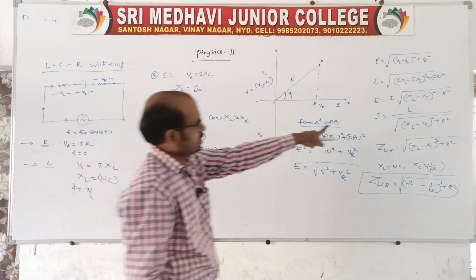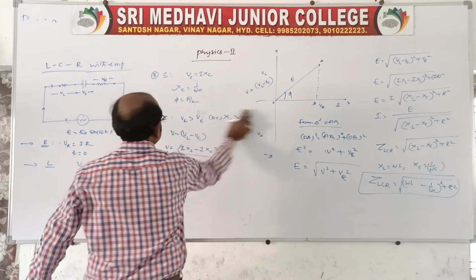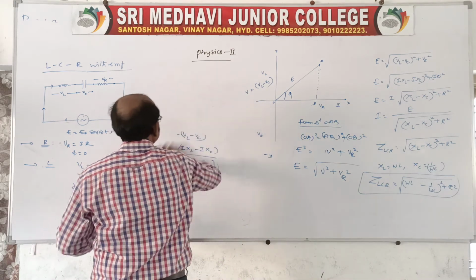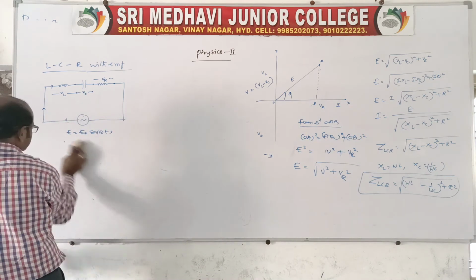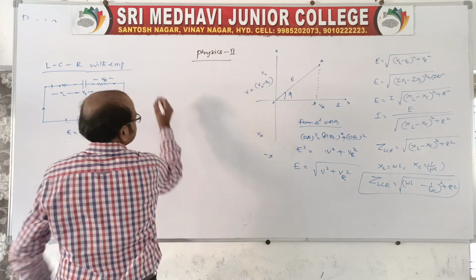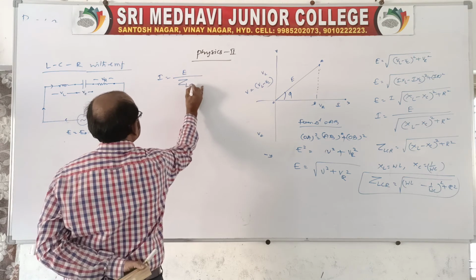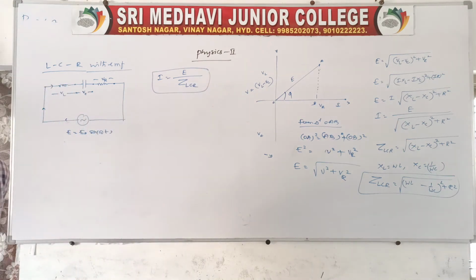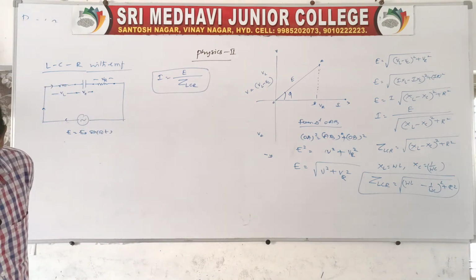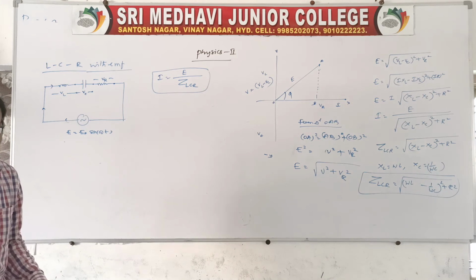There also you write directly I is equal to E by ZLCR. So I will show you that. Look here, I is equal to E by ZLCR. This is about what? When VL is greater than VC. If VL is greater than VC, therefore it may be represented like this. Okay? Clear now?